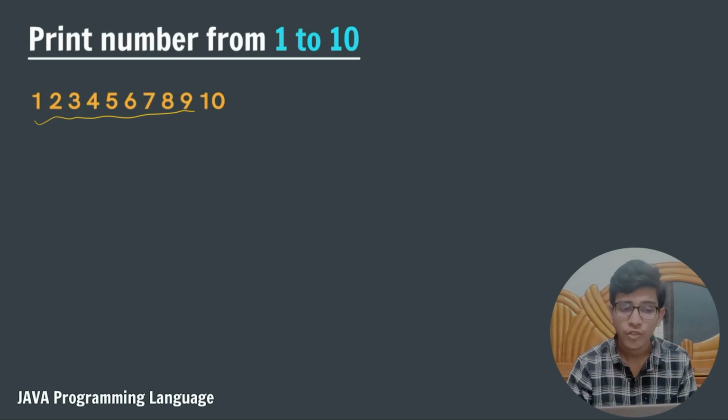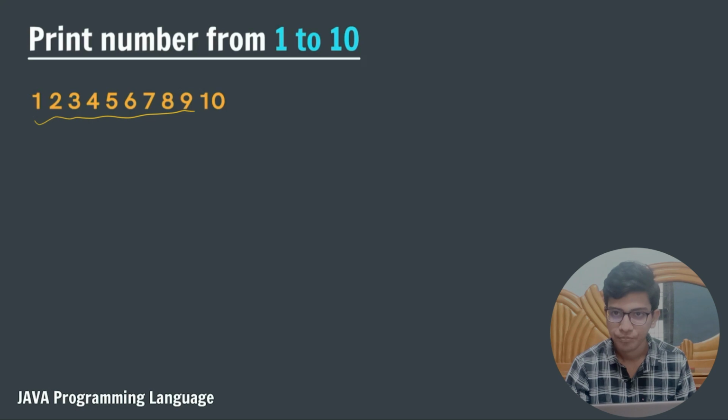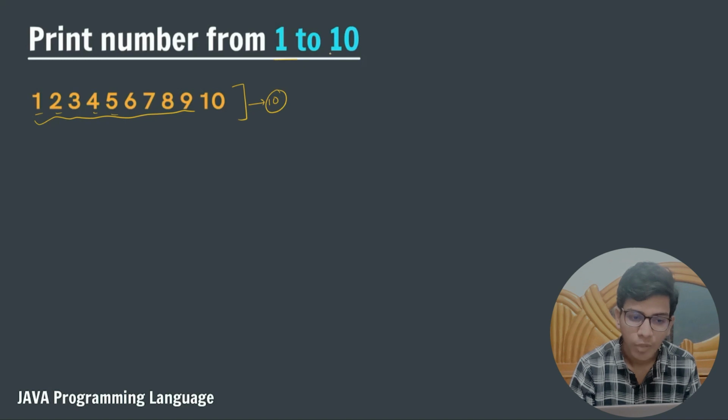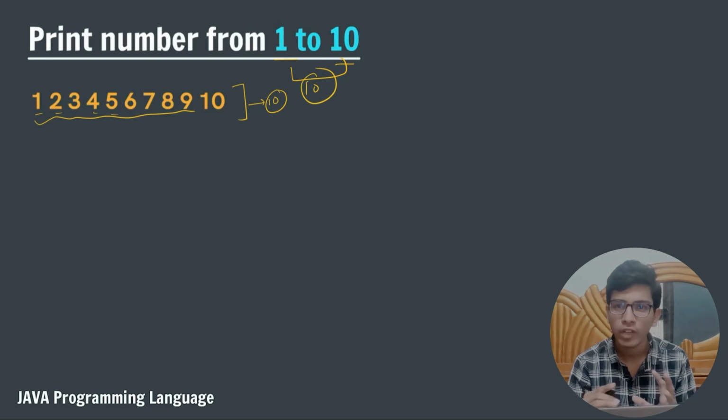First of all, let us understand the logic and pseudocode. To print numbers and count how many times, let us consider how many numbers there are: 1 2 3 4 5 6 7 8 9 10. So there are 10 numbers, from 1 to 10, so overall we have to run a loop up to 10 times.